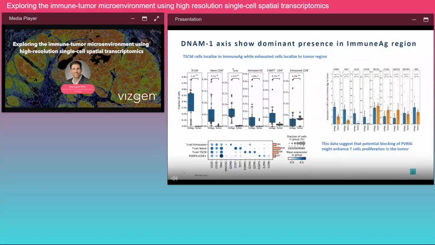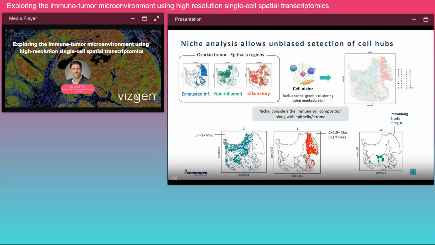Using another technique to locate cell-cell interaction, we decided to use a cell niche approach. What's unique about this approach is that it's unbiased. Generally, you ask the question, how do cells cluster in space? This combines cells of different types and different lineages, and if there is a unique pattern, it's called a niche, and we can characterize the different niches.